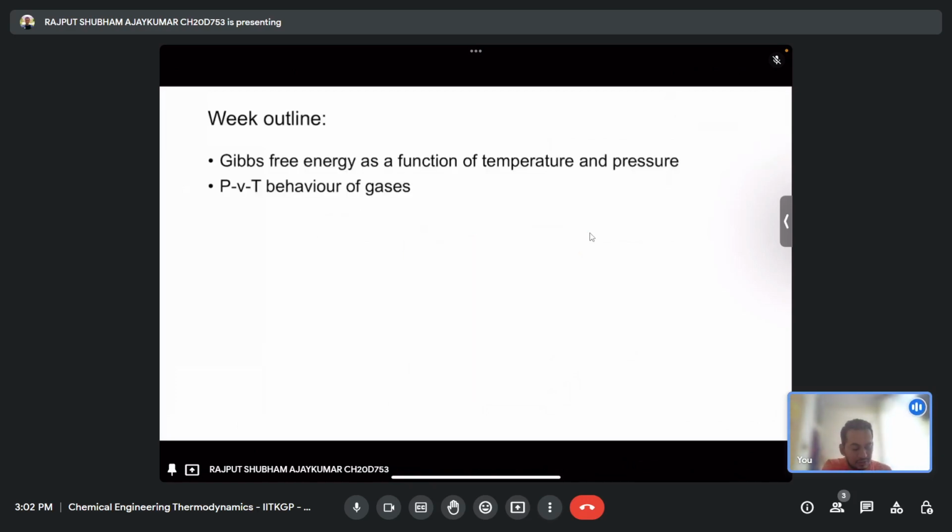So the week 3 outline is somewhat like this. The first topic covered is the Gibbs free energy as a function of temperature and pressure, and the PVT behavior of gases. This is a new concept not related to week 1 and week 2, but it has to be related back to the basic concepts of thermodynamics. So why we study PVT behavior, what the Gibbs free energy functions are, and how they are related as a function of temperature and pressure are the concepts covered during the week.